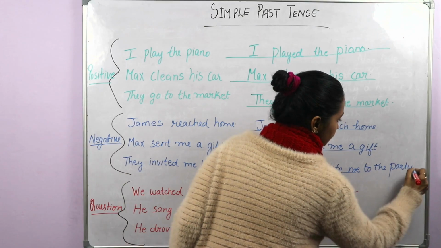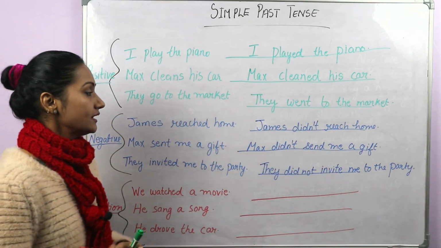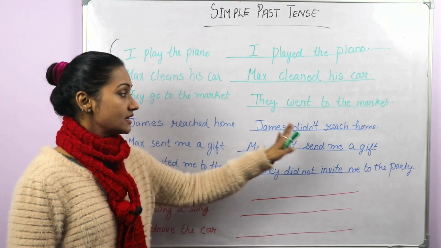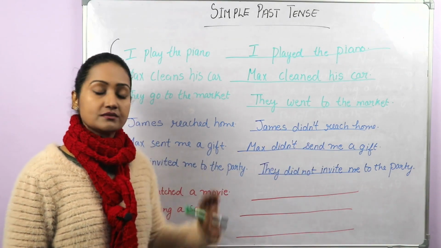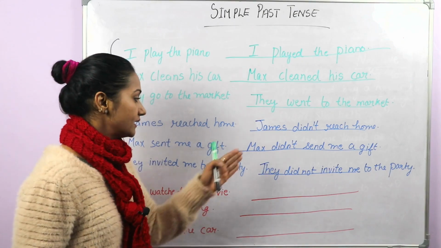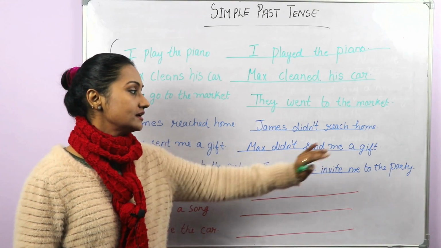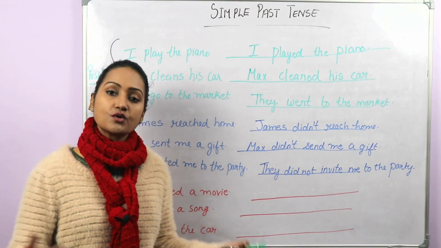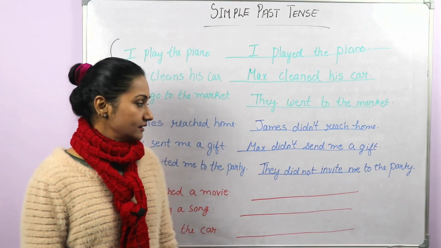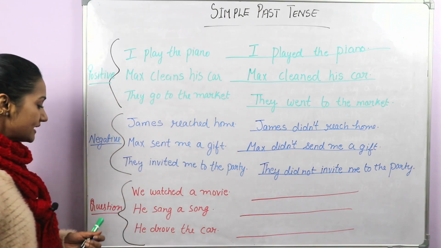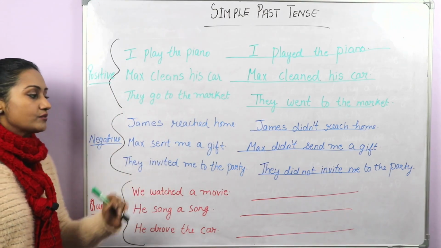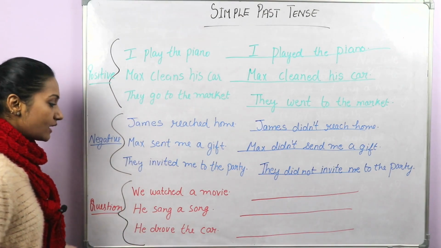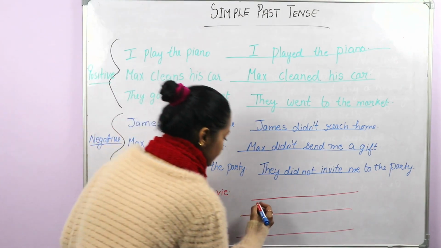Okay, so here you can see that I have used first form of the verb only. James didn't reach home, not didn't reached home. Max didn't send me a gift. They did not invite me to the party. Didn't or did not, you can use anything. Now next is we have to make question form of sentences, interrogative sentences. So first is we watched a movie.